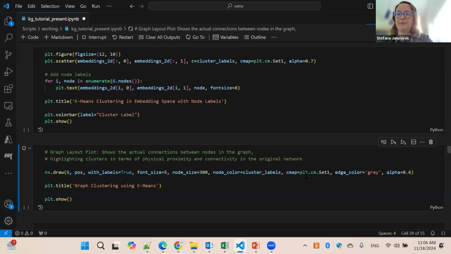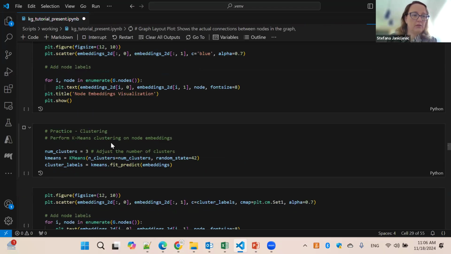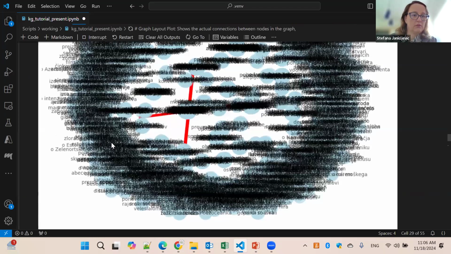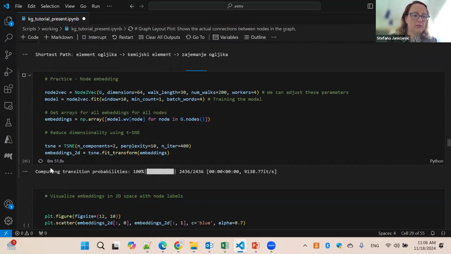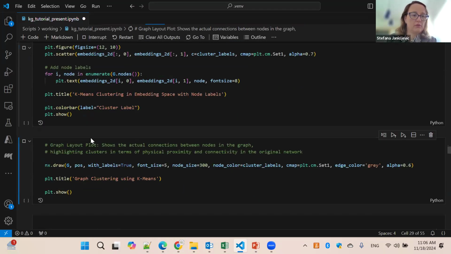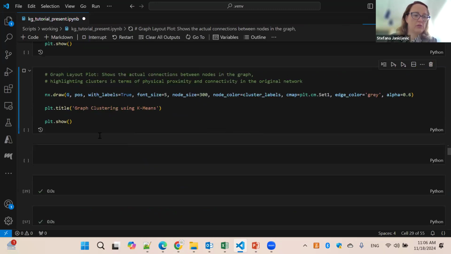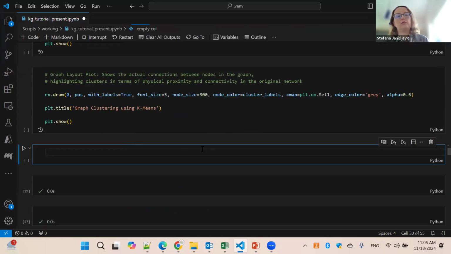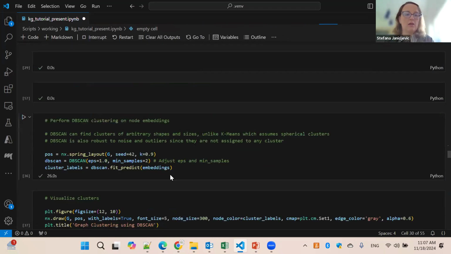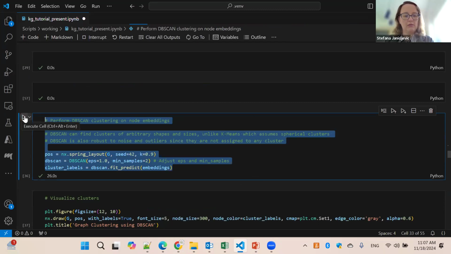Yeah, that is. And while we are waiting, node embeddings take several minutes more. This is the longest, so after that it will be faster. When we complete k-means, I can say that we are going to DBSCAN.